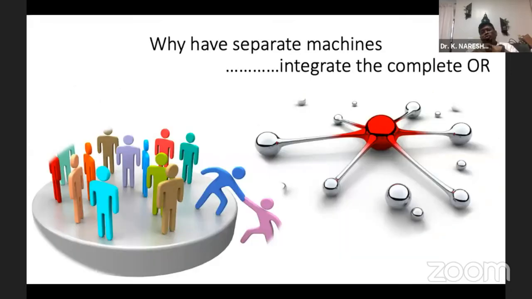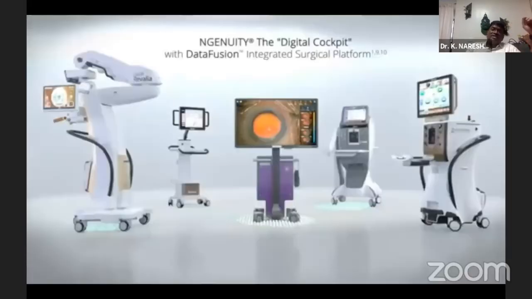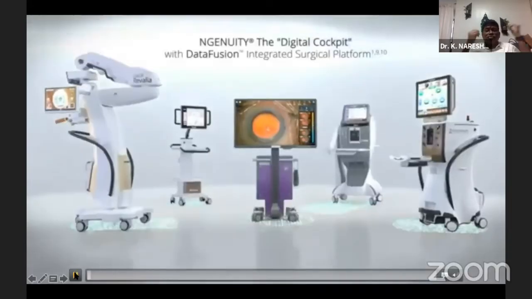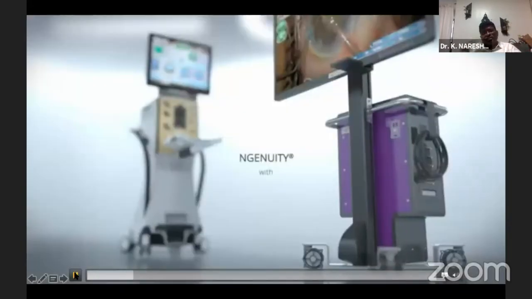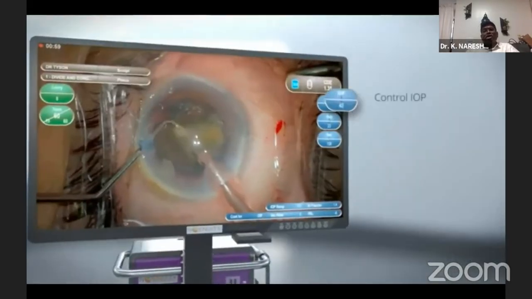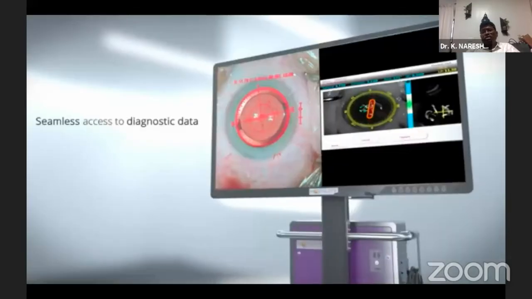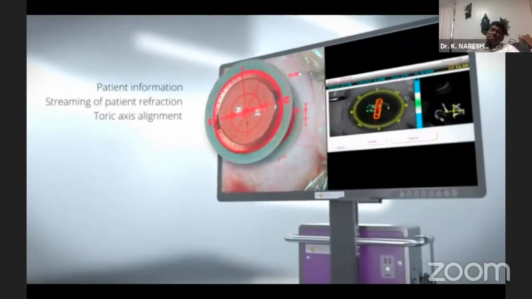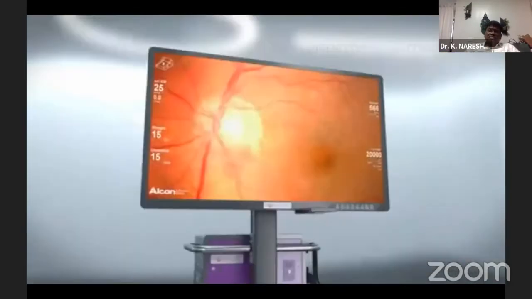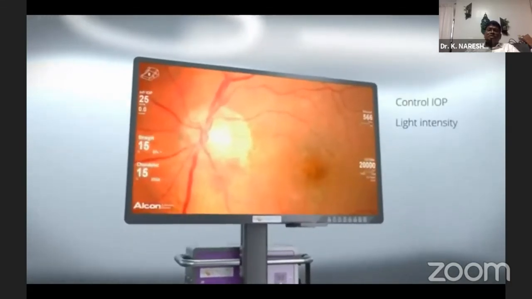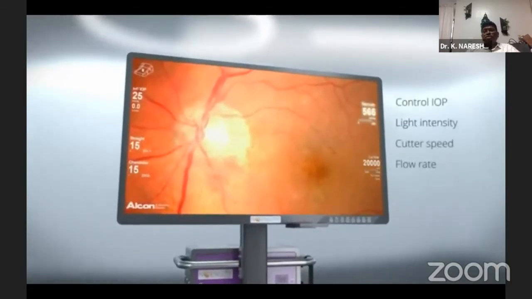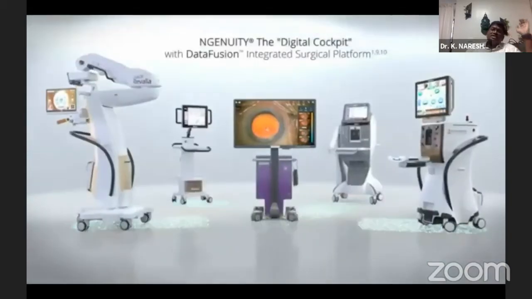And second thing is, why do you want to have so many separate machines? You can integrate everything in a single machine. So when you have a DAVS system with anterior or posterior system, you can find all the parameters on the screen. You don't need to every time look into the screen of the vitrectomy system to see what is my IOP, what is my illumination, what is my flow rate. Everything will be displayed on the screen. So when you integrate, it's very easy to operate.